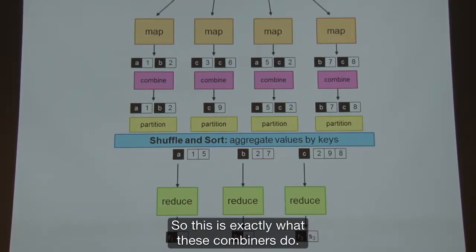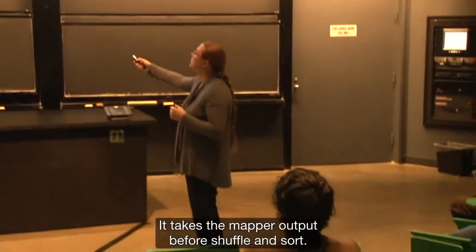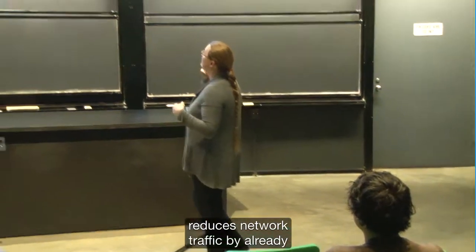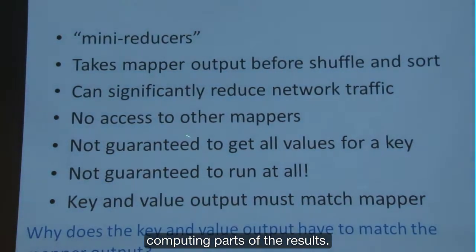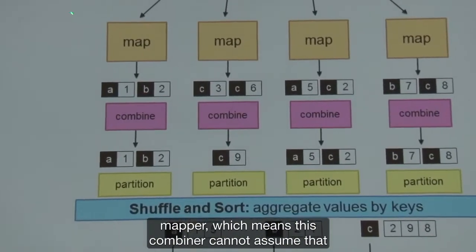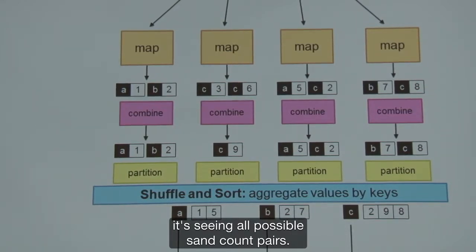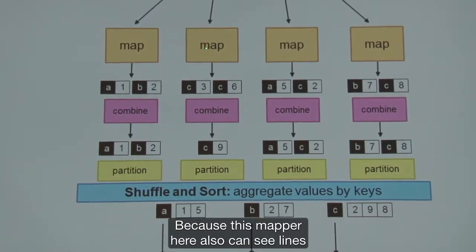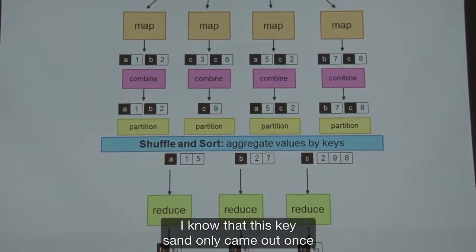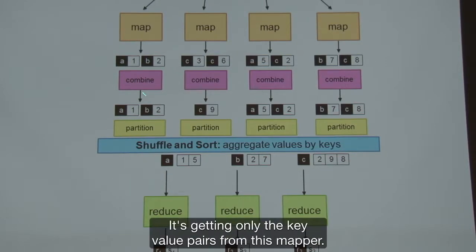So this is exactly what these combiners do. The idea of a combiner is basically that it is a mini reducer. It takes the mapper output before shuffle and sort, so the mapper output goes directly there. It significantly reduces network traffic by already computing parts of the results. Important is that this combiner does not have any access to other mappers. It will only see the key value pairs that come from its mapper, which means this combiner cannot assume that it's seeing all possible Sam count pairs, because this other mapper here can also see lines where Sam was mentioned. While in the reducer, it's safe to assume that when the reducer gets Sam and all the values, this key Sam only came out once of the shuffle and sort. You cannot make this assumption in the combiner. It's getting only the key value pairs from this mapper.